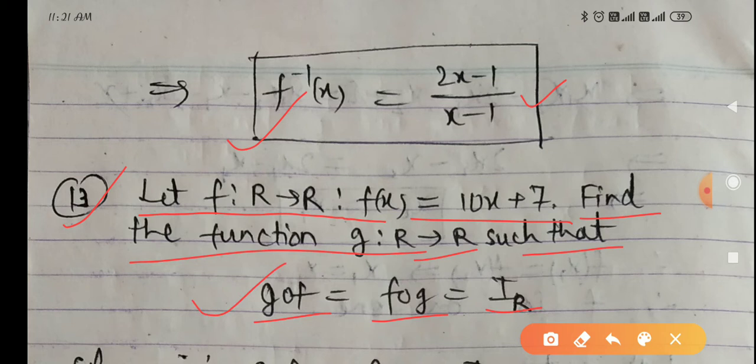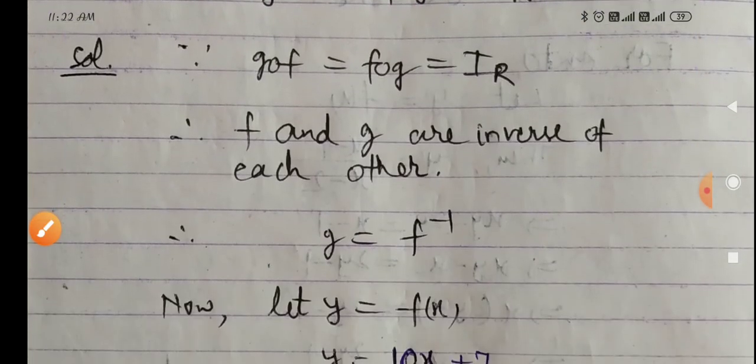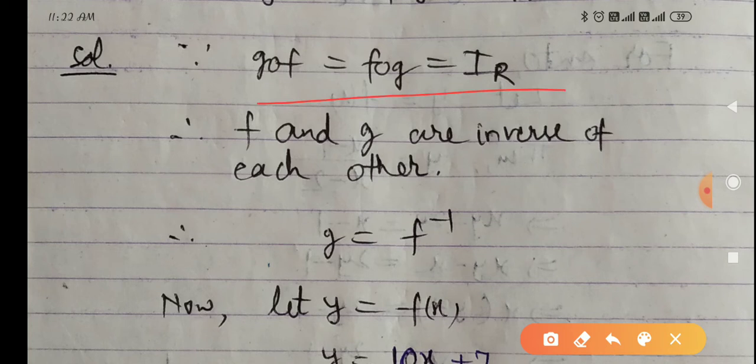Students, you have to keep in mind, if two functions are the inverses of each other, then their compositions gof and fog both will equal the identity function. So this time in the question, one function is given, the second function you have to find, and this composition is given, fog equals gof equals I_R. The meaning of this composition is that f and g are inverses of each other. So that's why in the solution I am showing you gof equals fog equals I_R. So f and g are the inverses of each other, so you can take g equals f inverse.